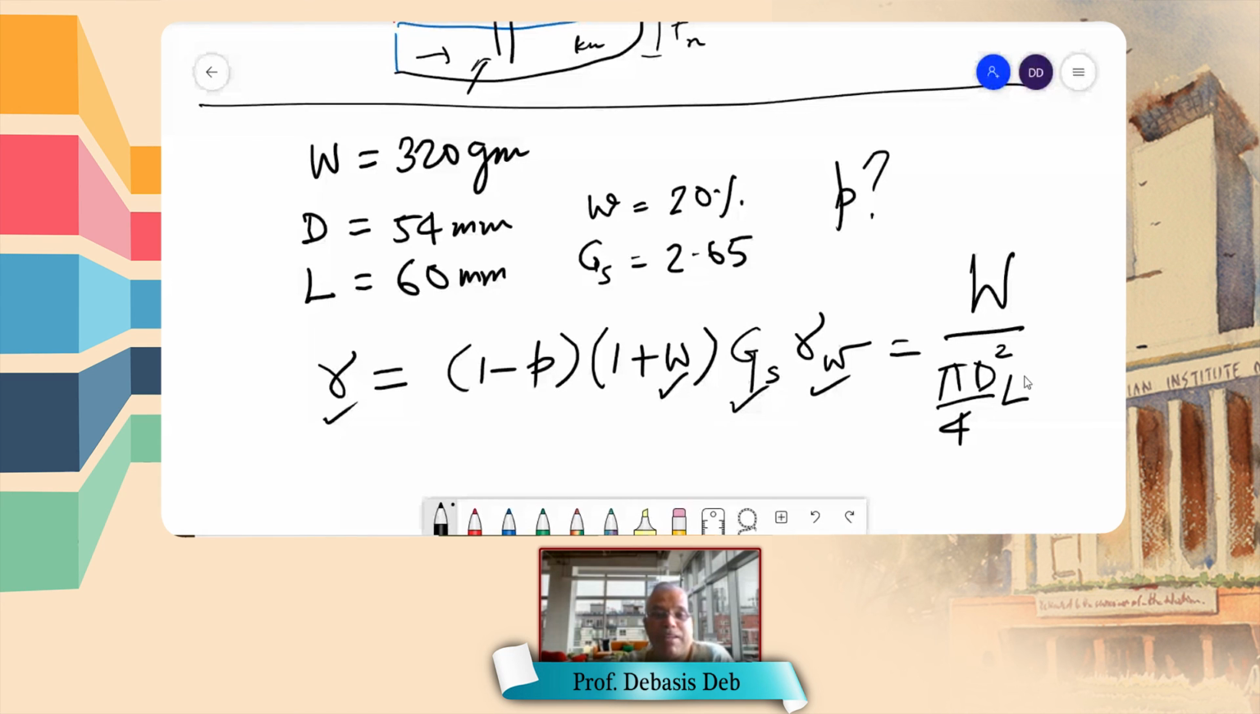Remember that. This is not just a problem you have solved. When you come to the lab, I will give you a sample. You have to measure the diameter, measure the length, measure the W, whether it is 20% or whatever, you will measure it. The Gs only will be given to you. And this weight also you have to measure. I will ask you to find out the porosity. Okay. So this is by experiment. You have to find that out. Okay. So this is the formula you must know to find out.